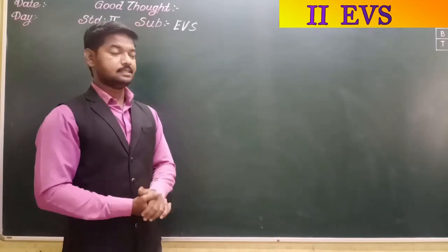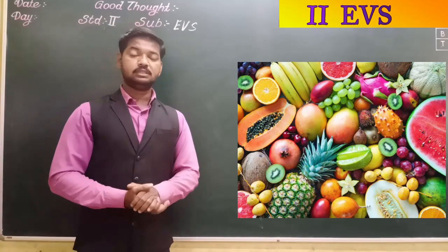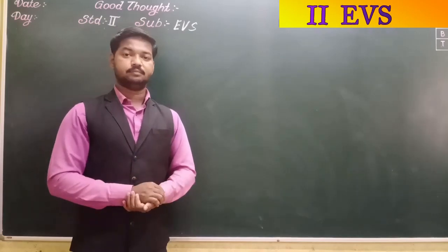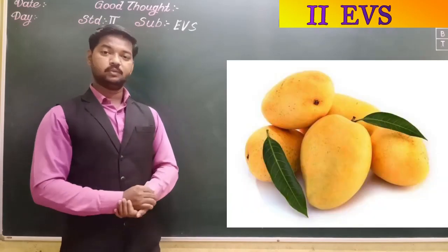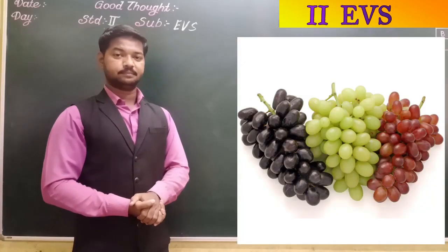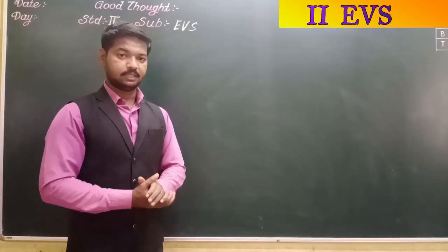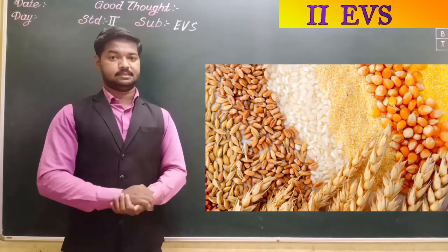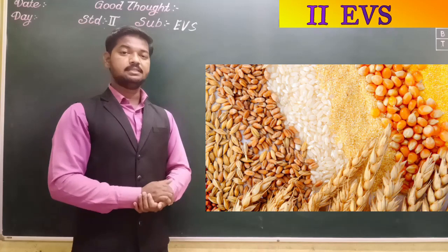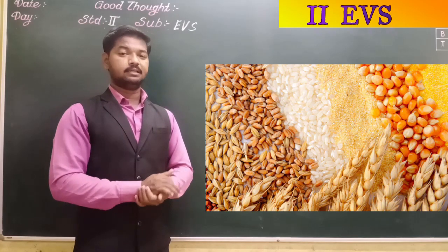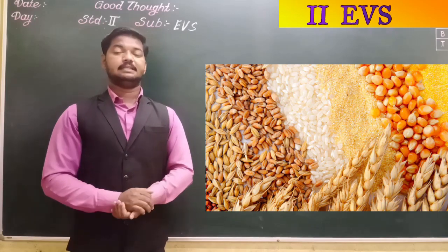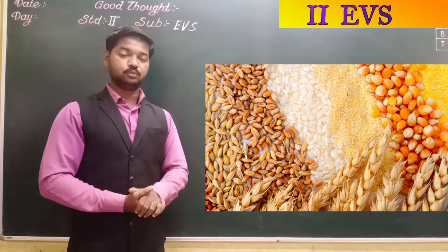Now the next, that is fruits. Fruit is a fleshy part of a plant. Examples are mango, apple, grapes, etc. Now the next is cereals. The grains of plants are known as cereals, like wheat, rice, maize. These grains are used as food.